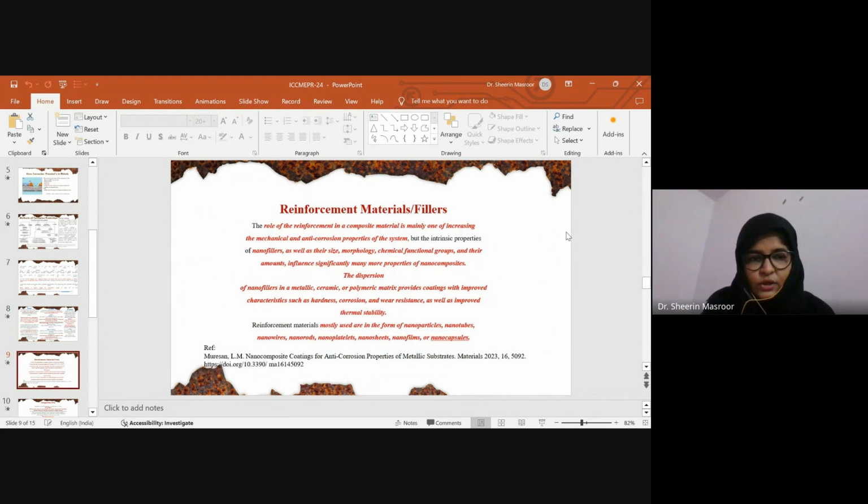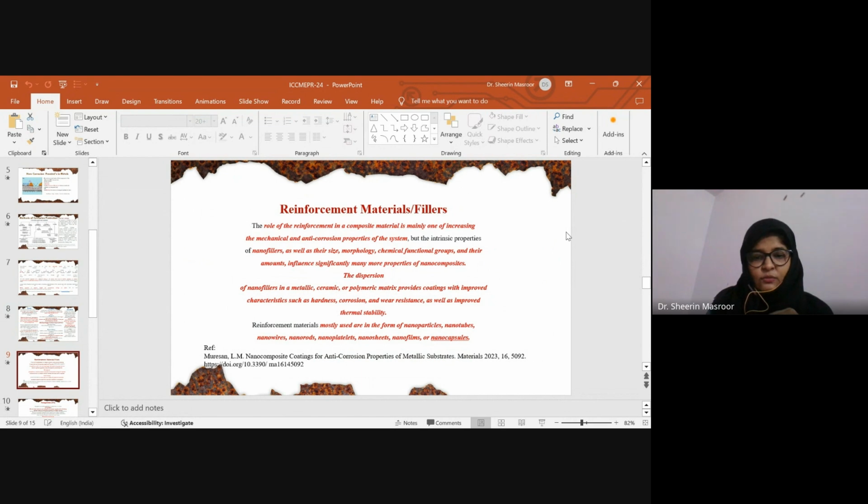Now, the next component is reinforcement materials or fillers. The main role of the reinforcement material used in the composite coating is to increase the mechanical and anti-corrosion properties of the system. Nanofillers, depending upon their size, morphology, chemical functional groups, and amount present in the coating, significantly influence the strength of the nanocomposite coating. The dispersion of nanofillers in a metallic, ceramic, or polymeric matrix provides a coating with improved characteristics such as hardness, corrosion and wear resistance, as well as improved thermal stability.